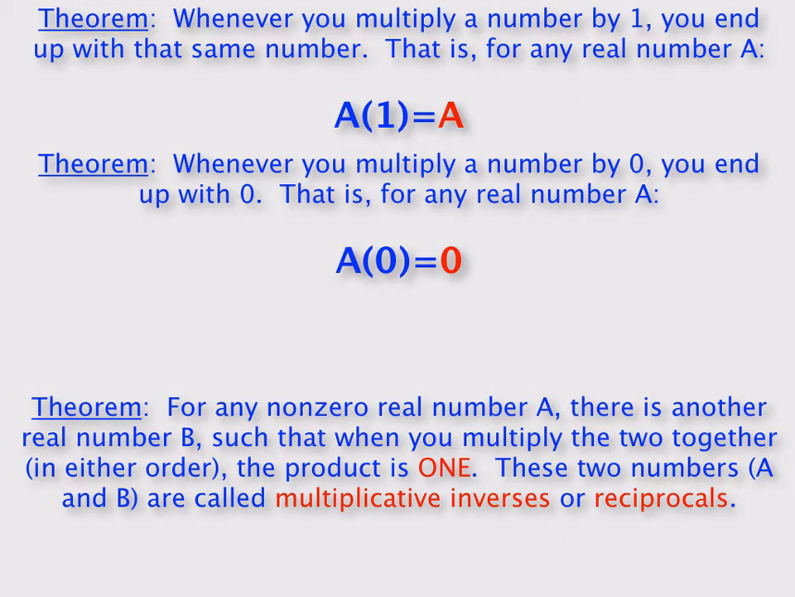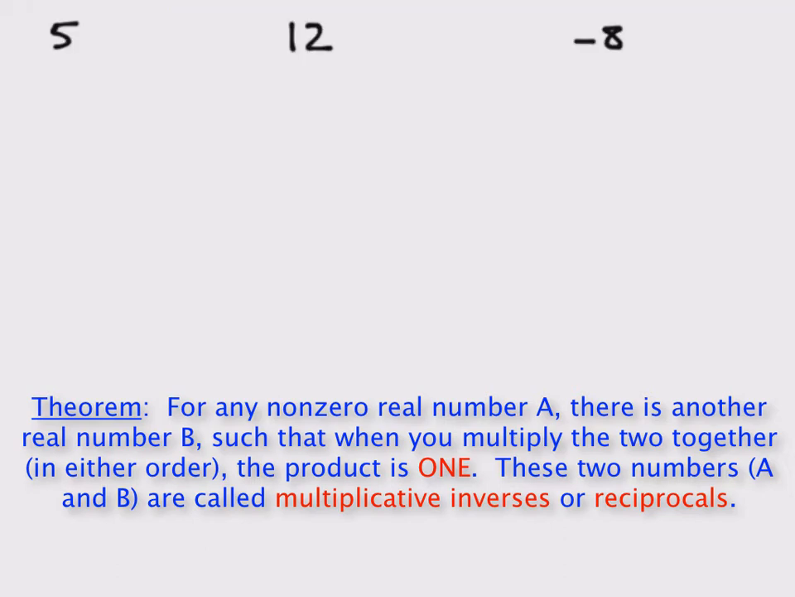These two numbers, a and b, if you multiply them together and get 1, they're called multiplicative inverses, or reciprocals of one another. Consider 5, 12, and negative 8. My claim is that for each of these numbers, there is another number we can multiply by it to get 1. So for 5, what could we multiply 5 by to get 1? I think 1/5. 5 times 1/5 is definitely going to be equal to 1. That means that 5 and 1/5 are multiplicative inverses of one another, or reciprocals of one another.